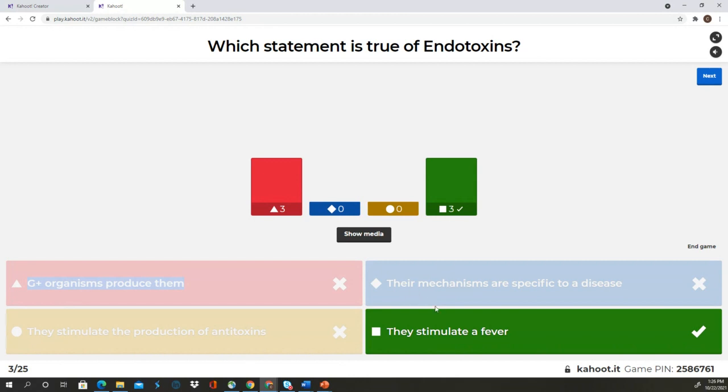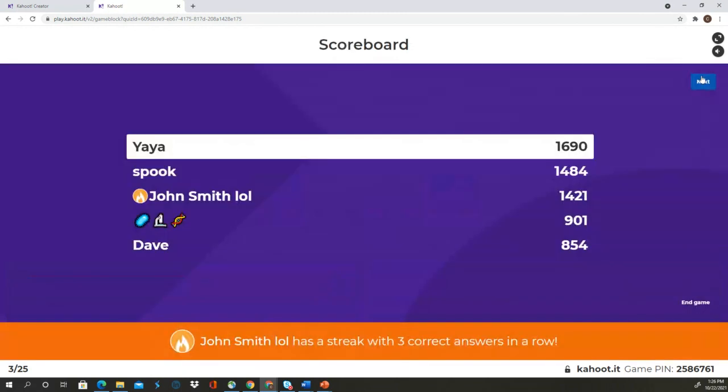With B, and I know nobody chose this one, it says their mechanisms are specific to a disease. That would be for exotoxins. Therefore, for endotoxins, their mechanisms are all the same. They all produce fever and aches and pains and fatigue. And then they stimulate the production of antitoxins. Antitoxins are antibodies that specifically go after a toxin. And yes, when we're talking about endo and exotoxins, we're talking about bacteria. Okay, next question.